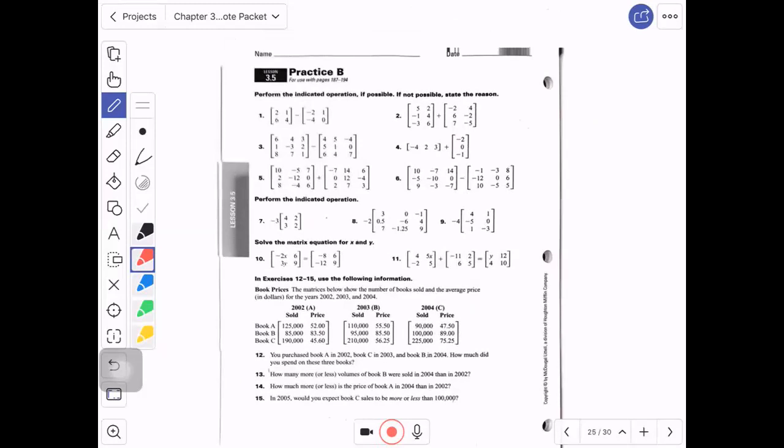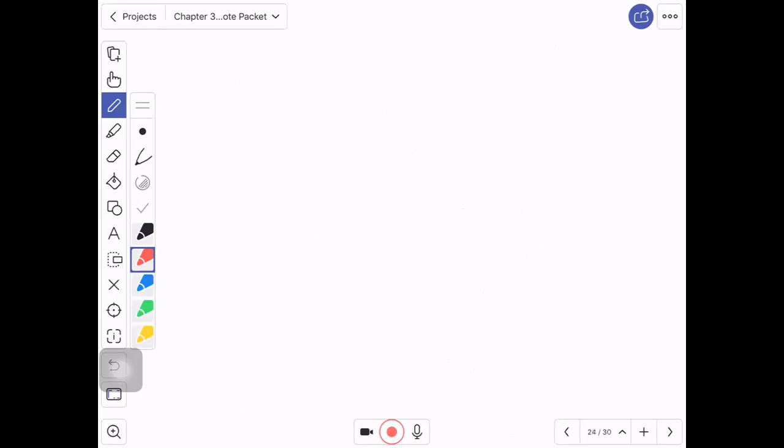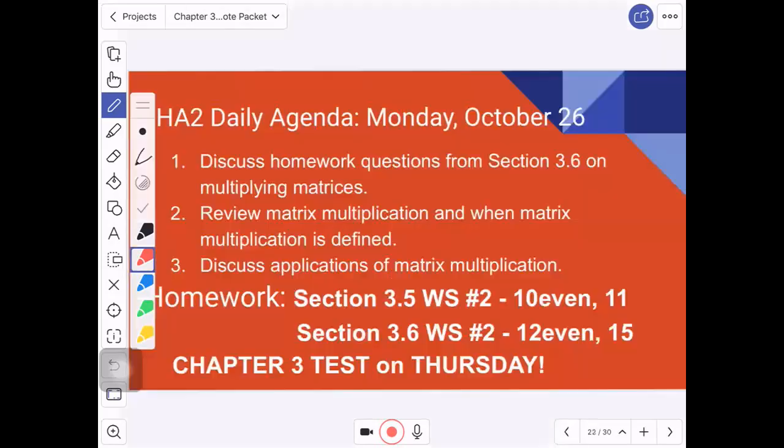And you're not doing all of these numbers. I believe on the first page you're doing 2 through 10. Yeah, I have it up here. So you may want to write this down on the worksheet once you get it, or just circle the numbers that you have to do. 2 through 10 even, and 11 on the first worksheet, and then 2 through 12 even, and 15.